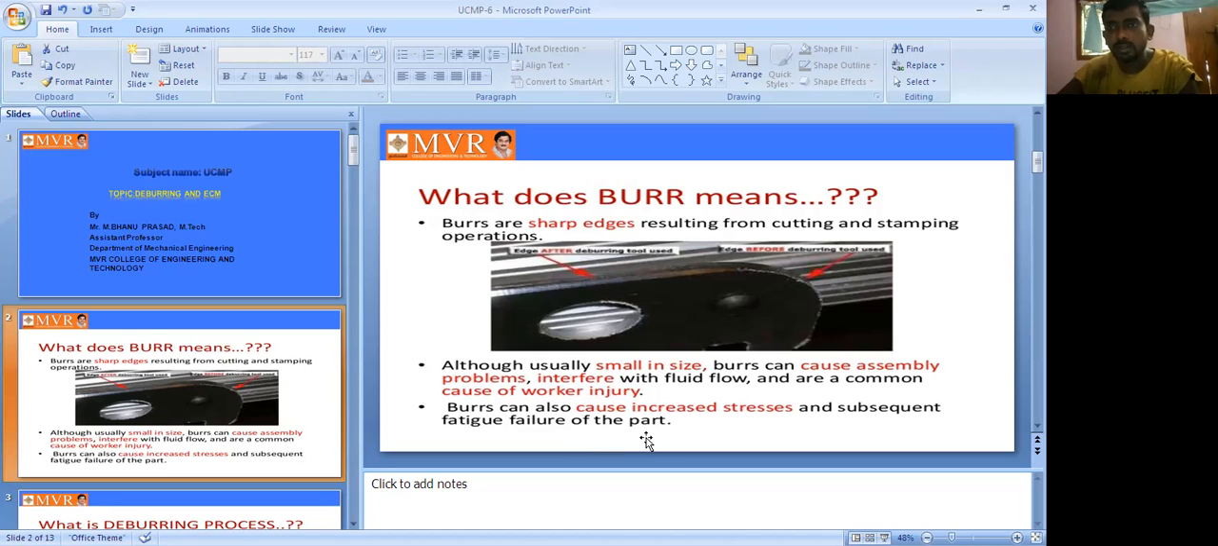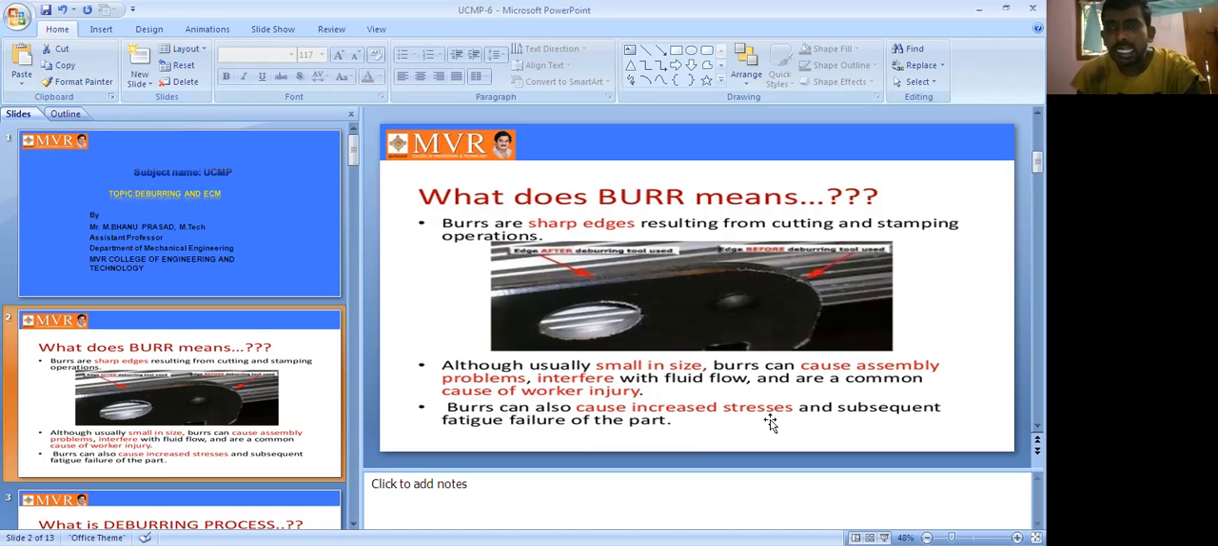Burrs can also cause increased stresses and subsequent failure of the part. When the stresses in the material increase, we automatically see these kinds of defects on the metal. Another consequence of burrs is failure of the part.